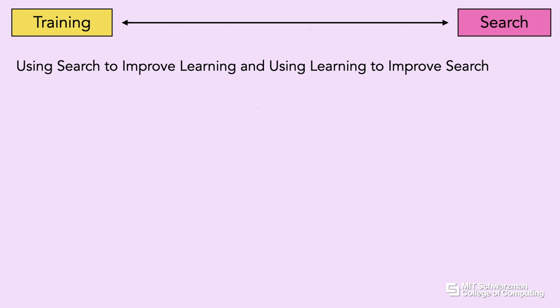Okay, again, you see that all the concepts are related. They just go under different names. Reinforcement learning, synthetic data, to me, they're two names for the same thing. So using search to improve learning, but then you can also use learning to improve search.